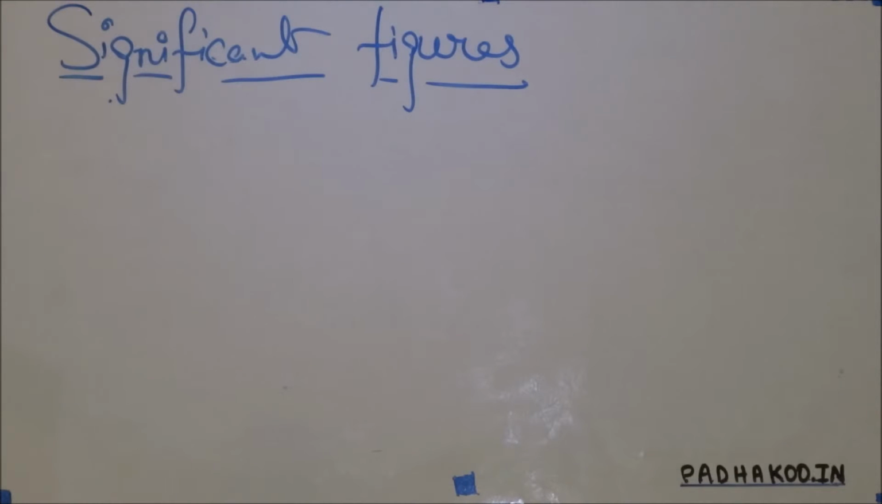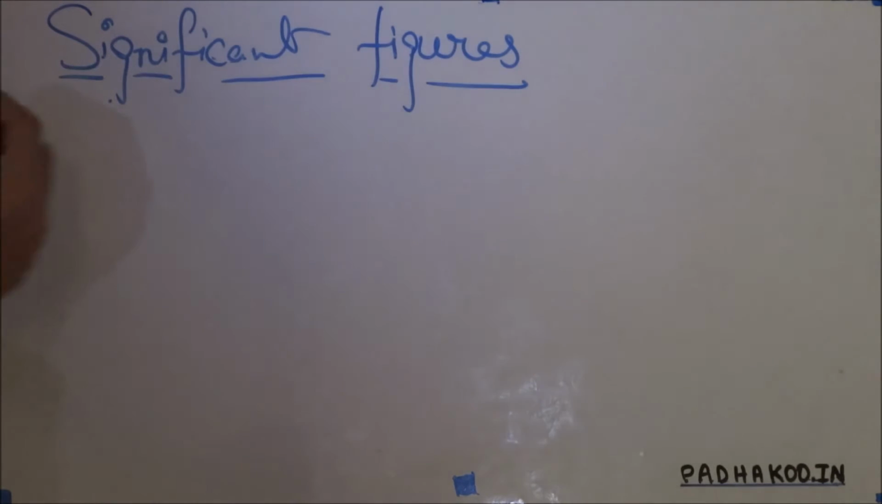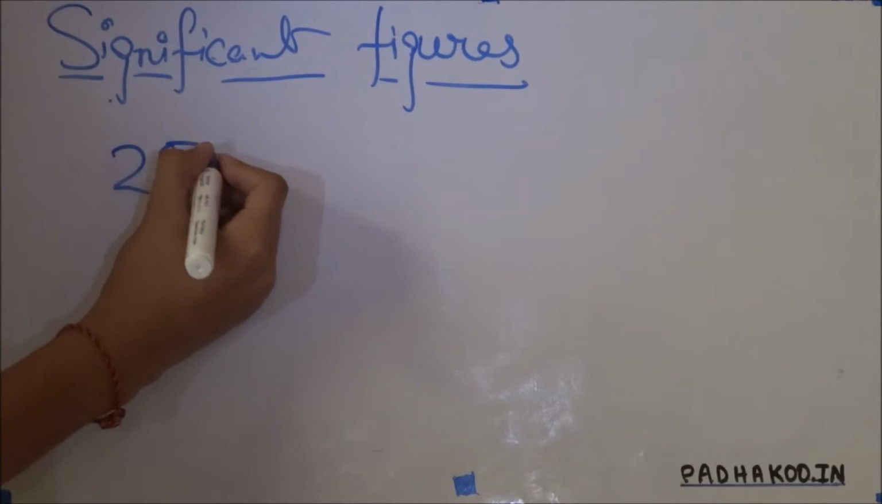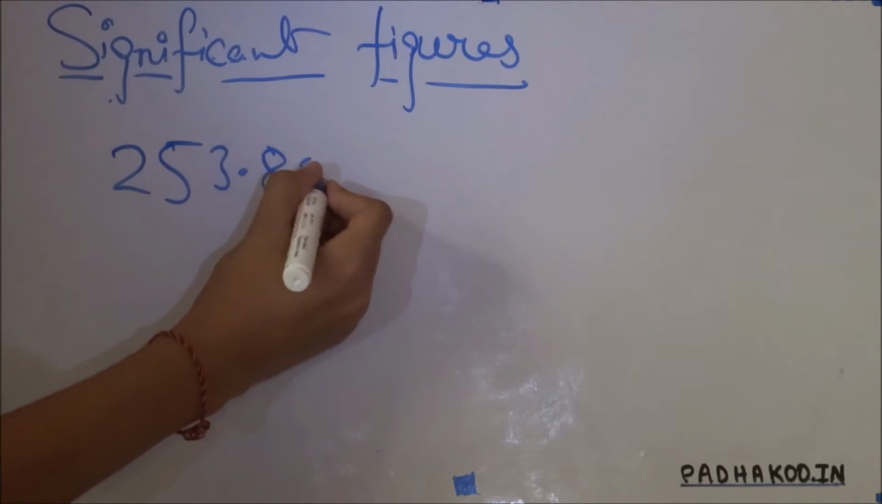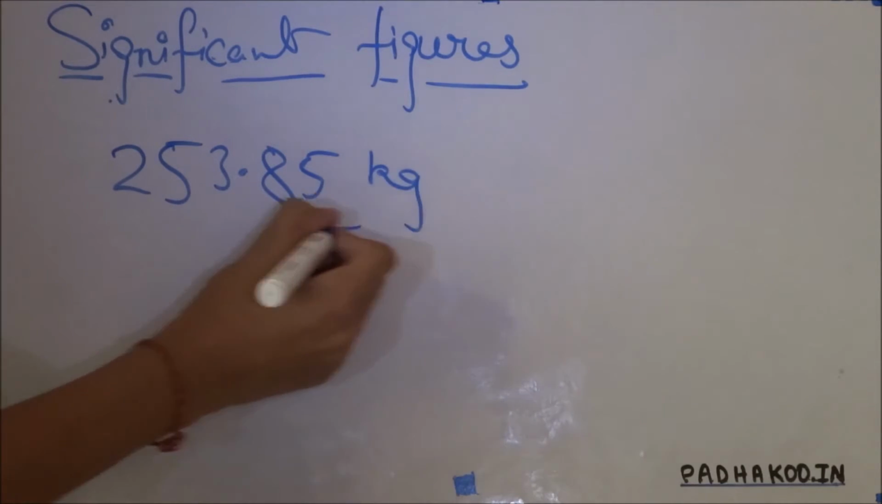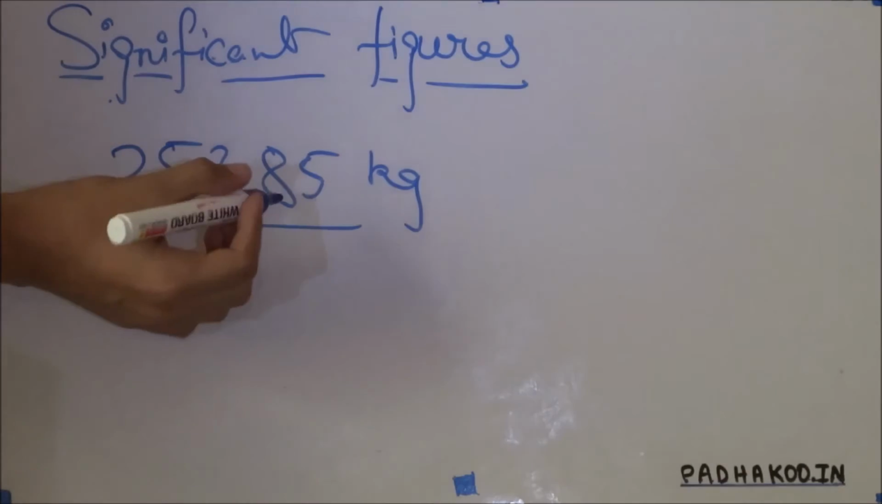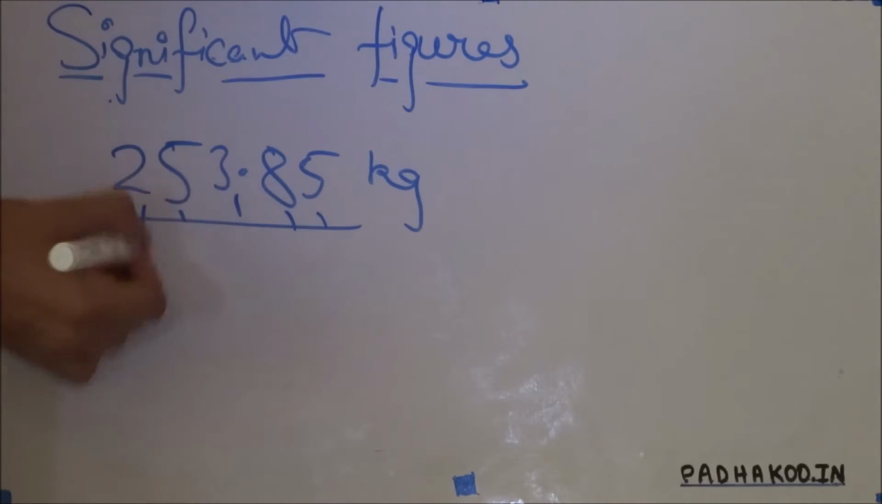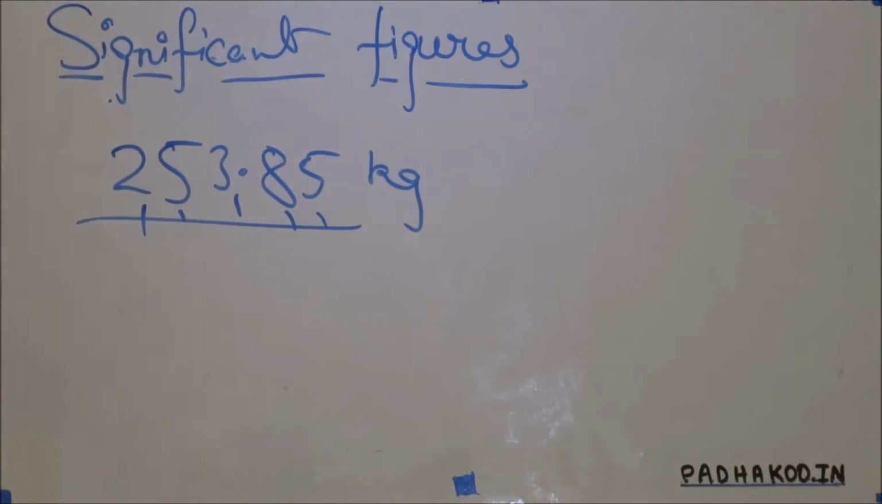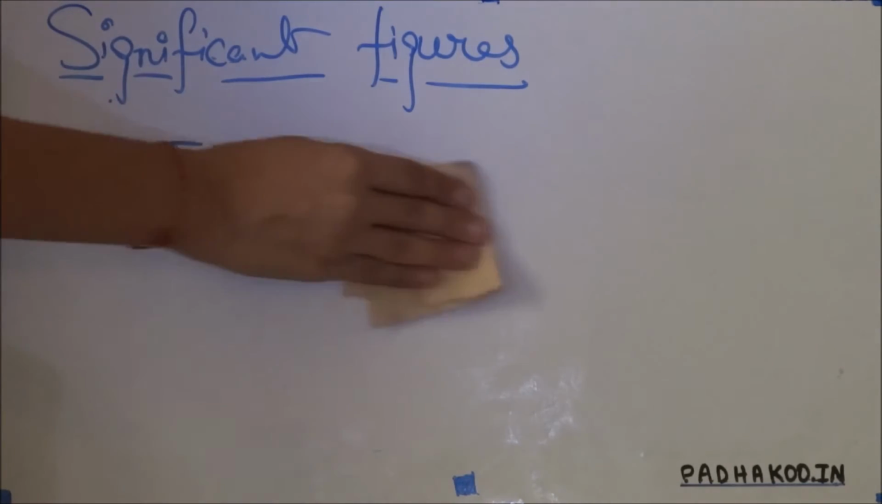The first rule says that all non-zero digits are significant figures. Suppose that we get a value of 253.85 kg. So there will be 5 significant figures, 1, 2, 3, 4, 5, as all non-zero digits are significant. Okay, so this was the first one.